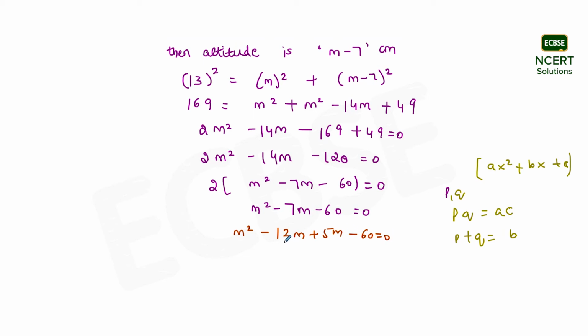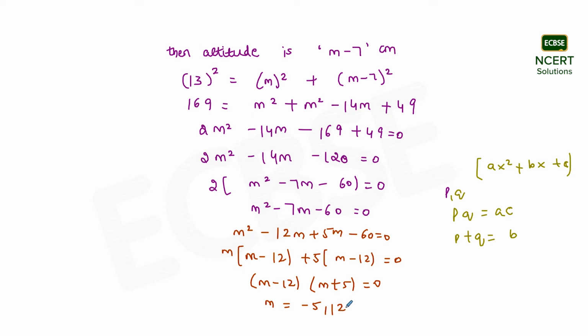So clearly the sum of these terms will be equal to minus 7 and their product will be equal to minus 60 m square. If we observe the first 2 terms, I can easily take m common, so I'll be left with m minus 12. From the third and fourth term, take plus 5 common, so in the bracket it will be m minus 12, which is equal to 0. Or I can also write it as (m minus 12)(m plus 5) is equal to 0. So here 2 values of m have been obtained. What are those? Minus 5 and 12.